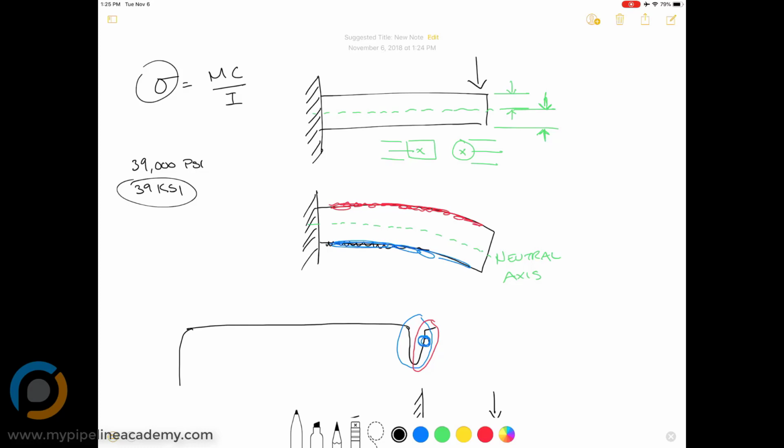So going back to this example, we've got a cantilevered beam. We know that the yield strength of, let's say that this beam is aluminum, 6061 T6 aluminum, and has a yield strength of 39,000 psi. So we're going to apply some load to it. Let's say that we're applying 500 pounds.